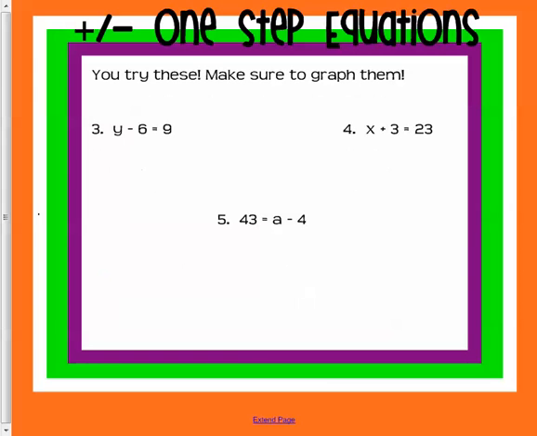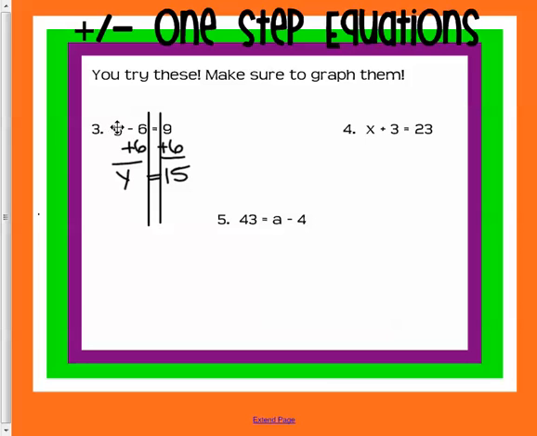Let's try one more together, and then you're going to try a couple on your own. y minus 6 equals 9. Draw your street first. And how do I undo a minus 6? Well, I add 6 to both sides. So y equals 15.